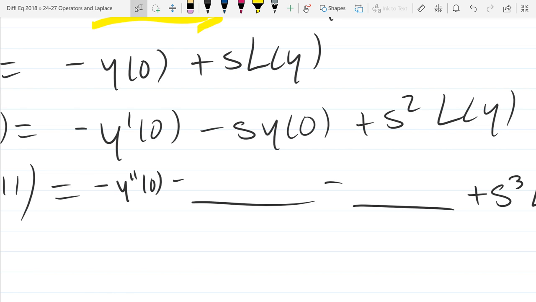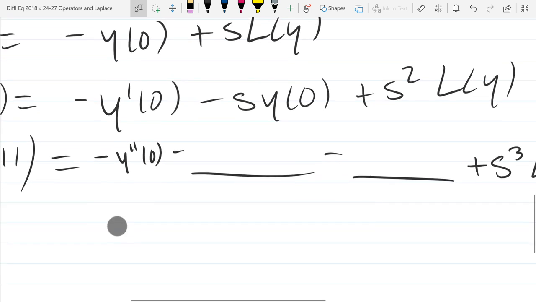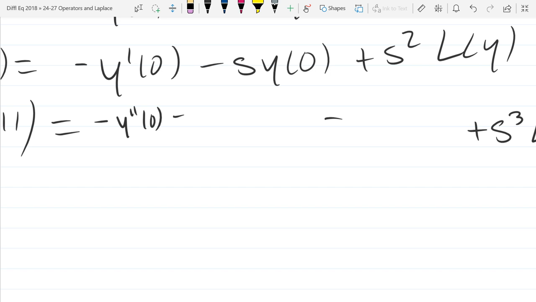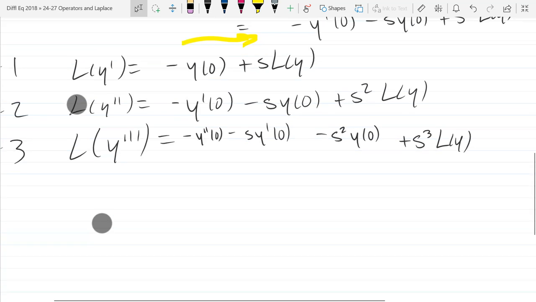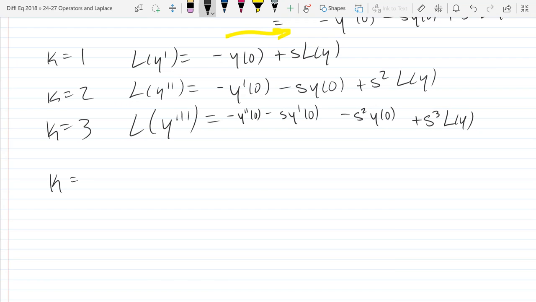There's powers of s and derivatives. Yep, so we're getting one more s each time we move over, and one less derivative every time we move over. That's kind of tricky to see. I think if we did k equals 3, that would be painfully obvious, but that would also take a while longer. So we're going to get negative s y prime of 0, and then negative s squared y with no derivatives of 0. All right, so that is the pattern. So we're ready to write the nth term out. So we'll do k equals k.